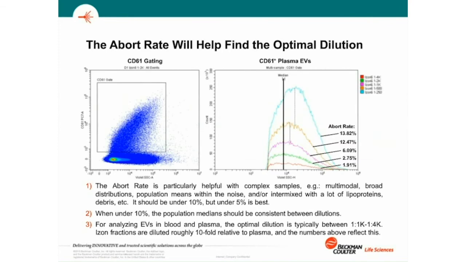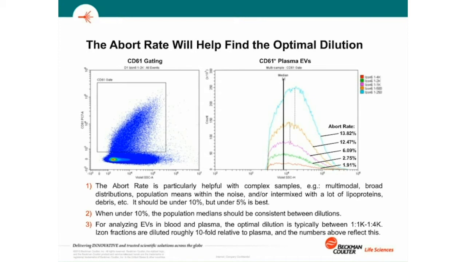As mentioned, the abort rate will help find the optimal dilution, but it's particularly helpful with complex samples. If you're analyzing something such as EVs, the samples tend to be multimodal in plasma and blood. They have broad distributions. The population means may be intermixed with noise, and in fact, they may be intermixed with lipoproteins and other debris. So it's good to keep it under 10%. Under 5% is best.